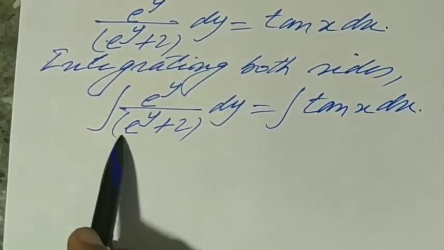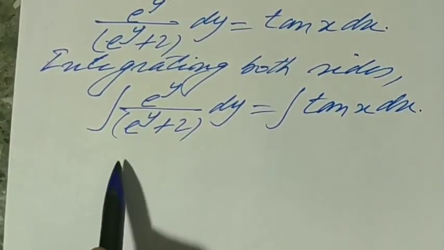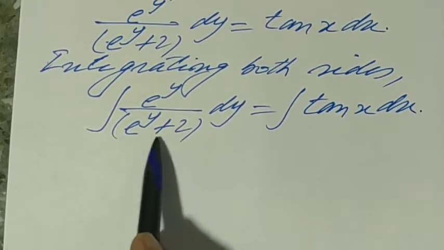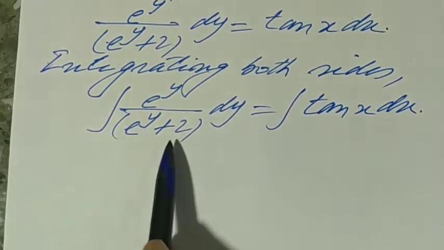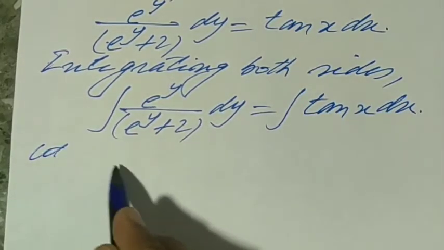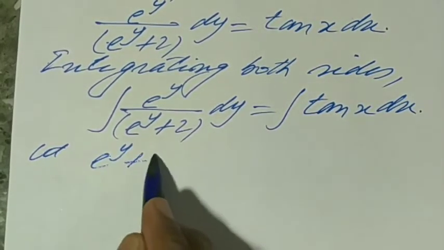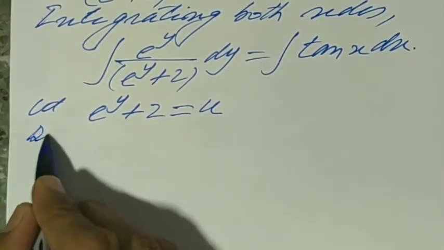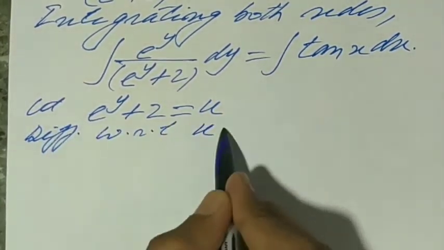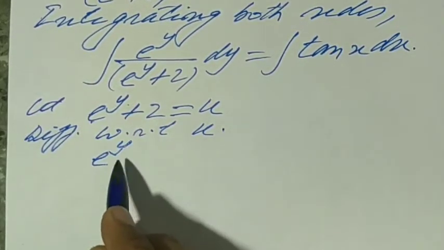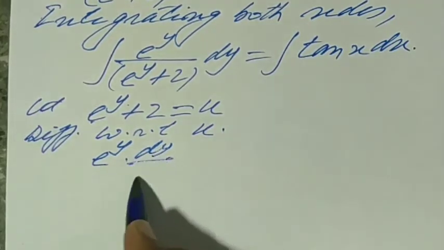So now clearly this is the case of substitution, because if we assume e raised to power y plus 2 as u, the differential of this expression is exactly e raised to the power y. So we have to assume e raised to the power y plus 2 as u, and differentiating this with respect to u, we get e raised to the power y dy upon du.